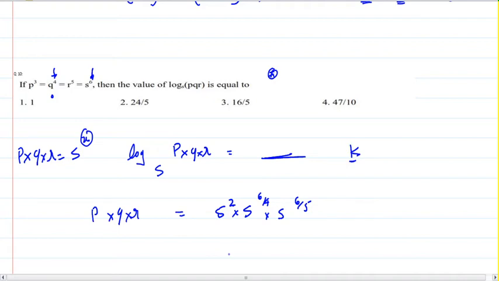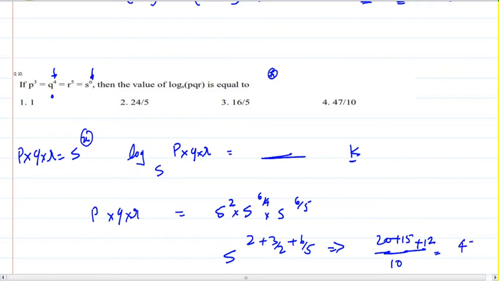So I have got S to the power 2 plus 3 by 2 plus 6 by 5. I get the LCM of 10. So 10 into 2 is 20, 5 into 3 is 15 and 2 into 6 is 12. So what I have here is 47 by 10 as the power of S. So if I put this as S to the power 47 by 10, S base S will be cancelled. My answer will be 47 by 10.